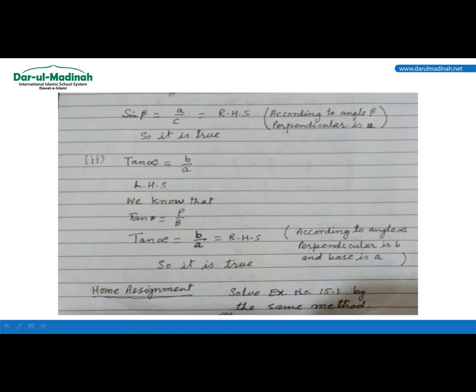Students, now you will solve exercise number 15.1 by the same method. This is your homework. If you solve this, you will get the real information of trigonometry and you may learn well by doing this exercise.